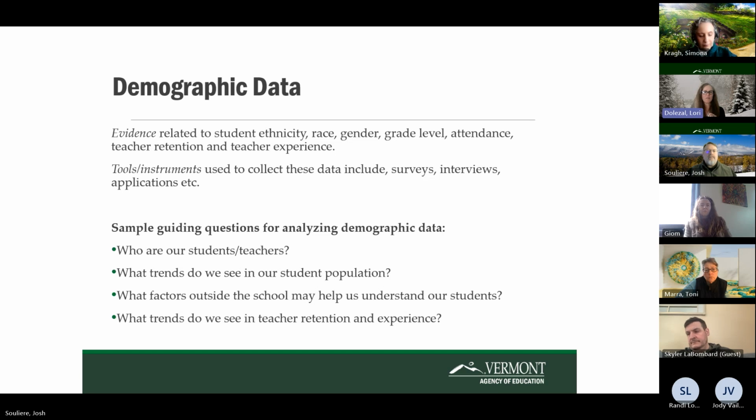So questions that these data might answer include: who are our students and teachers? What trends do we see in our student populations? What factors outside the school might help us understand our students? And what trends do we see in teacher retention and experience?